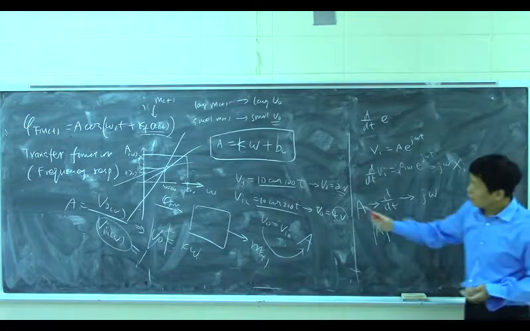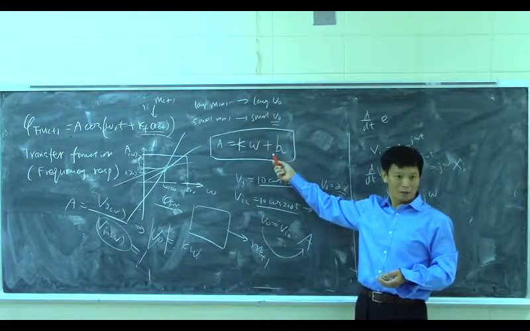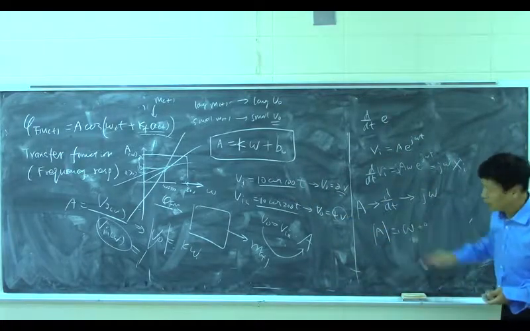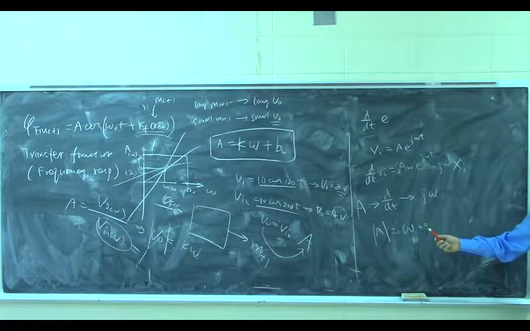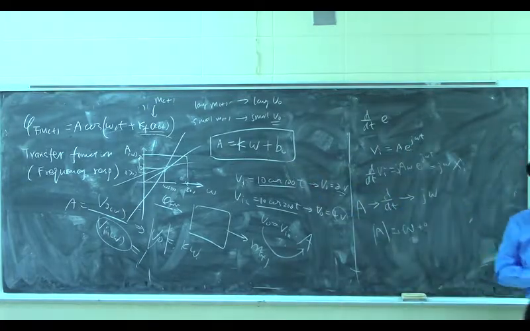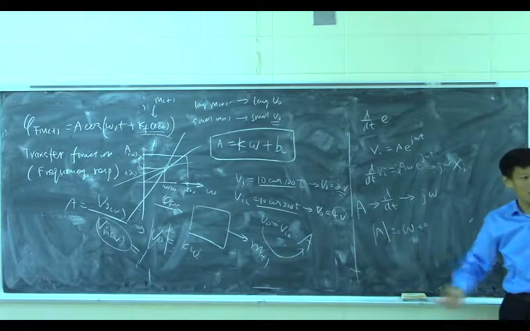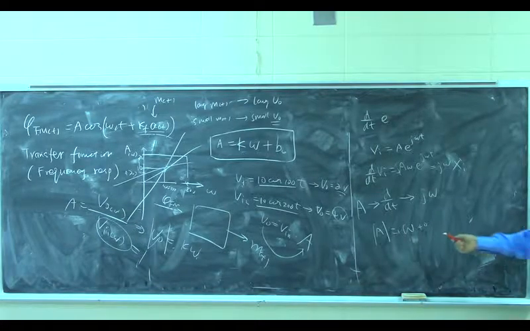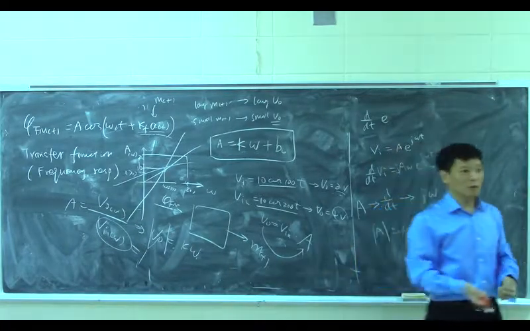Does this satisfy our condition? Yes, that's even better. Why? Because this is omega plus 0 times 1. So the slope equals 1, the y-intercept equals 0. So in this case, just A equals omega. The larger the frequency, the larger the gain, or the larger the output. So that means a differentiator can be used for FM demodulation.